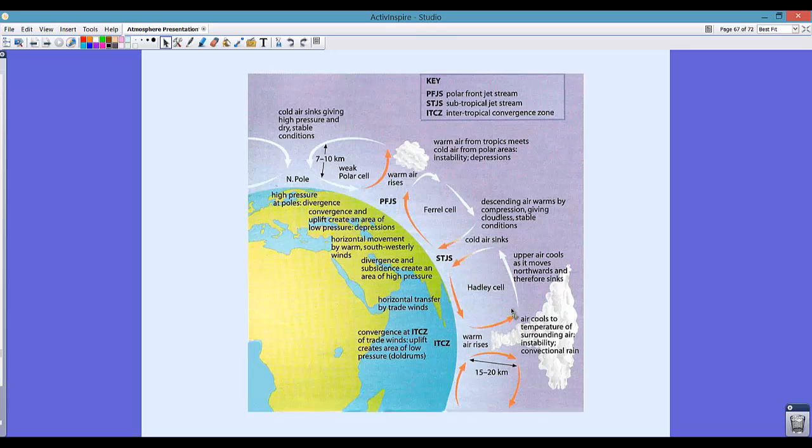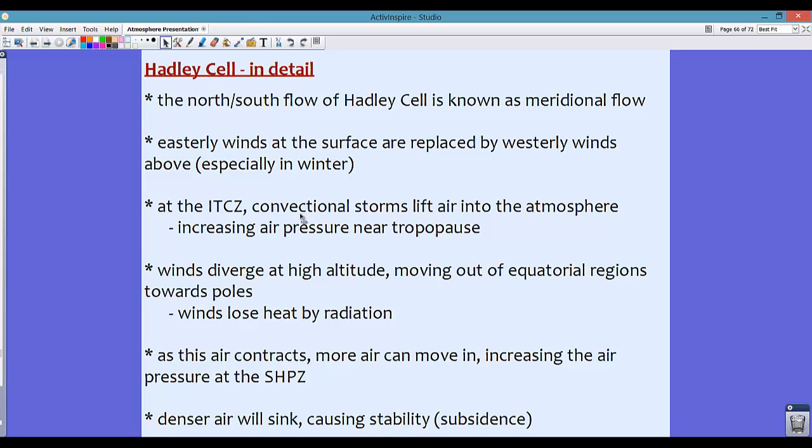Now these will eventually cool, and it's going to move over a little bit due to all the upper air movement. It's going to become heavier, and then eventually it's going to sink. And that's about right where we are. So as they're moving towards the poles, the winds are going to lose that heat by radiation. As it loses heat, it becomes cooler. It's going to contract. It's going to get closer together.